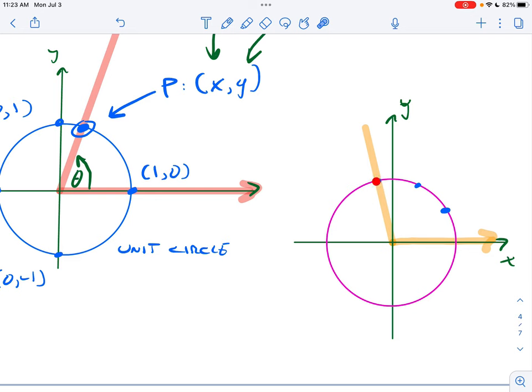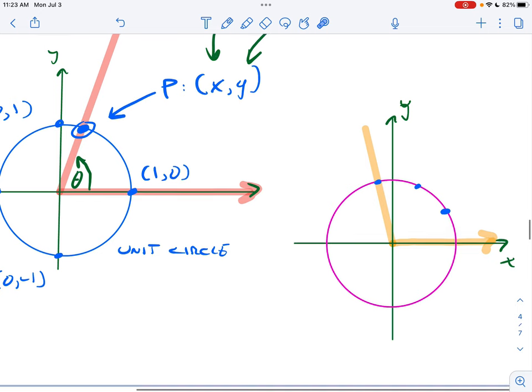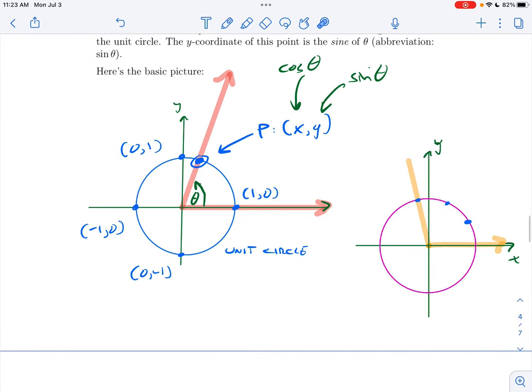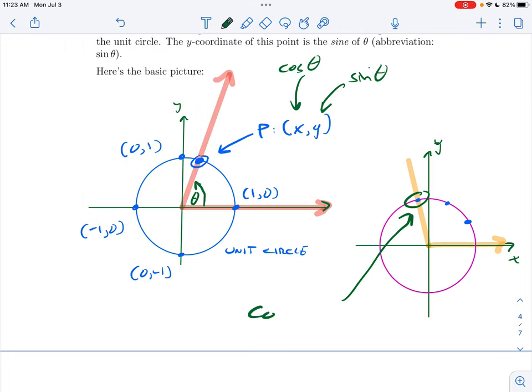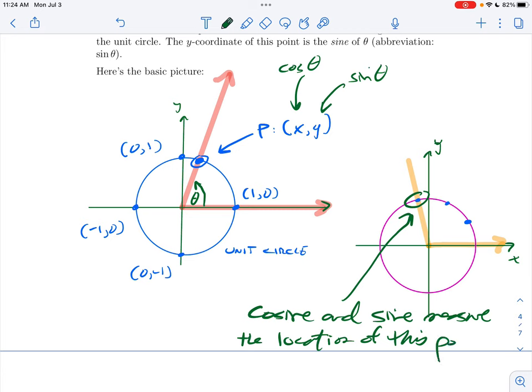And we can imagine that what's really happening is we're spinning around the unit circle. As the angle changes, this point, right now it's here. If I change the angle, made it a little bit bigger, this point goes over here. If I make it much bigger, this point goes over here. If I make the angle smaller, this point's over here. What we're doing here is cosine and sine are basically just keeping track of where this point is. They measure the location of this point.